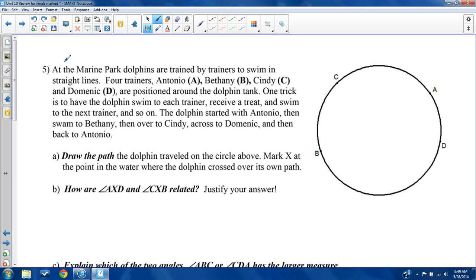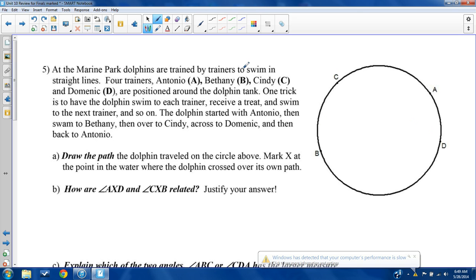Okay, this is a problem that we did in the Mars task, right? I don't know if this is going to be the exact same thing, but it's going to be close. At the marine park, dolphins are trained by trainers to swim in straight lines. 4 trainers, Antonio, Bethany, Cindy, and Dominic, are positioned around the dolphin tank. So they're people. Here's the pool water.